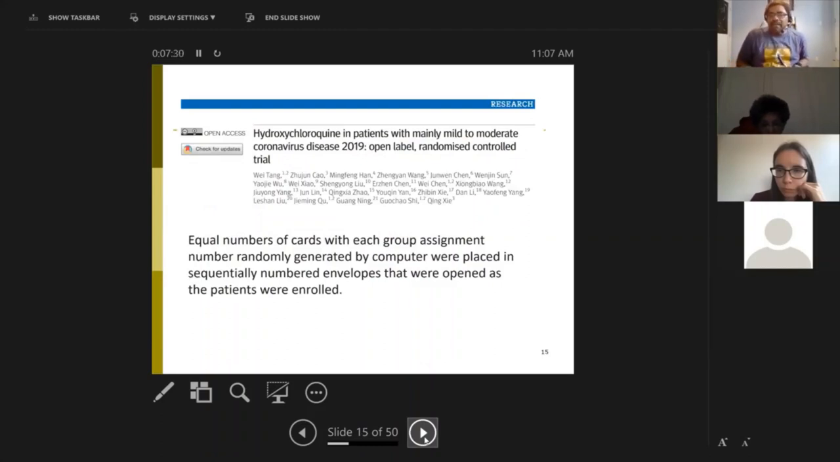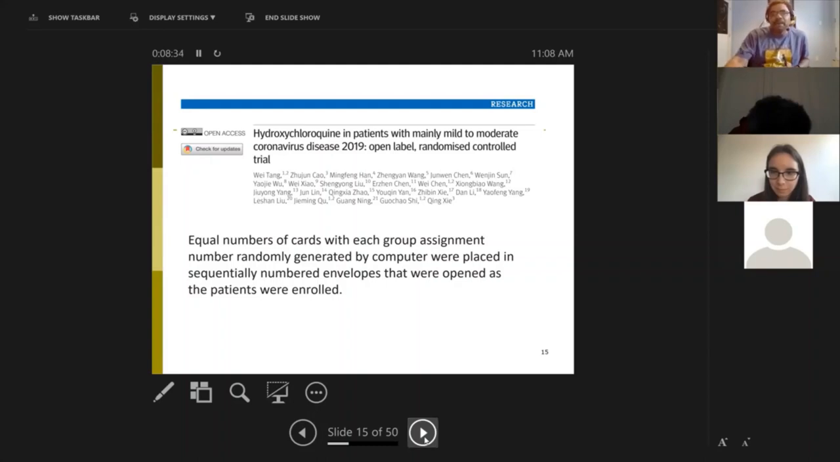Now, take a look at how concealment of allocation was done well or not done well in the hydroxychloroquine trial. An equal number of cards with each group assignment was randomly generated by a computer. So far, so good. And we placed them in sequentially numbered envelopes that were opened as the patients were enrolled. So generation of the sequence was by computer random number, and the methodology used to implement it was sequentially numbered envelopes. I would have loved to have seen the words sequentially numbered opaque envelopes. If the word opaque had appeared in this description, I would have felt very comfortable about it, because translucent envelopes are a disaster. Every one of us has looked through an envelope to see what's in it. It's human tendency to look through the envelope, and if it's not opaque enough, you can tell whether it's a drug or a placebo.